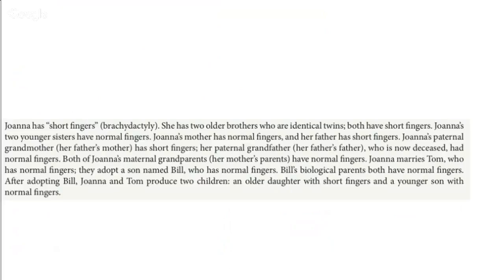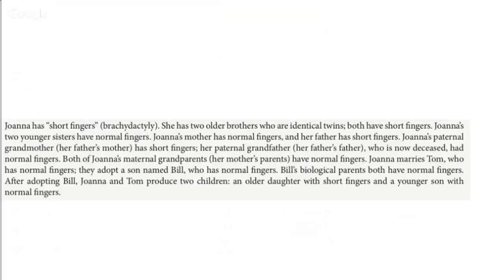Joanna marries Tom, who has normal fingers. They adopt a son named Bill, who has normal fingers. His biological parents both have normal fingers. After adopting Bill, Joanna and Tom produced 2 children, an older daughter with short fingers and a younger son with normal fingers. So that's a long paragraph of a question.